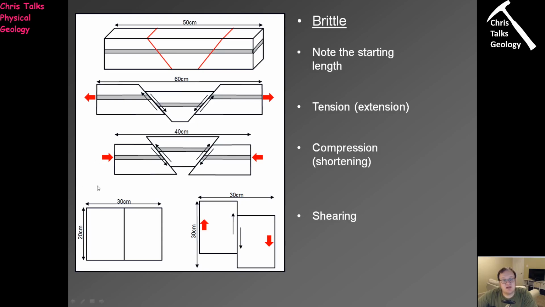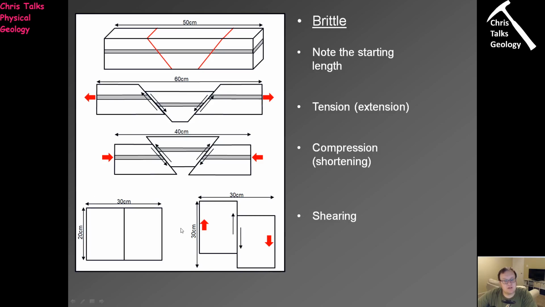Well, obviously, by allowing this block to move towards the middle, and this block to move towards the middle and pushing this block up, we've essentially decreased the length. So the length, which was originally 50 centimeters, has now decreased to 40 centimeters. And once again, that's been accommodated by, first of all, allowing our rock to crack, so fail in a brittle fashion, and then allowing the pieces of rock to move relative to each other. They've slipped.